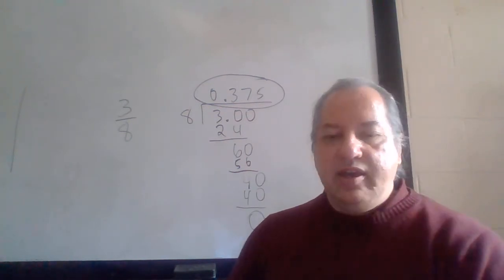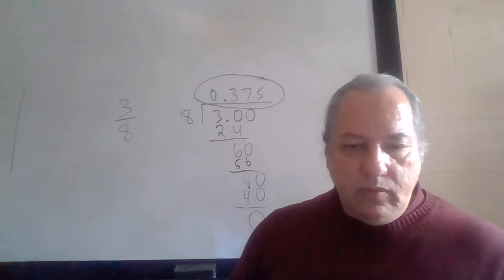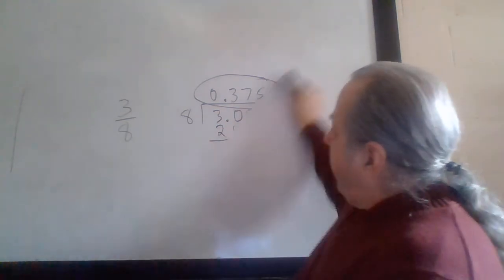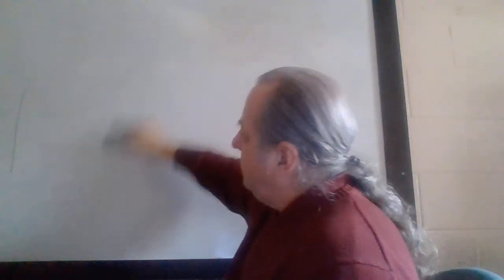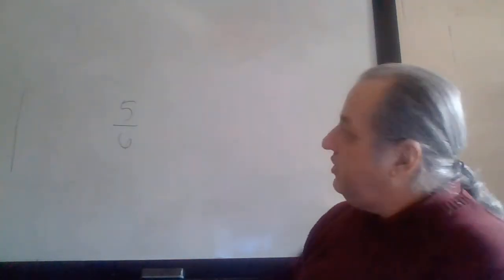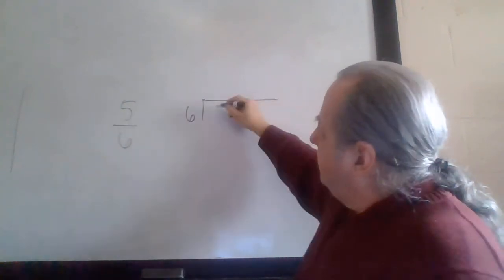But you may have the case where a number repeats in a pattern. It'll never end, but you'll see that there's a pattern developing, and we'll go over the rules then about how to express that particular decimal. So let's try 5/6. I'm converting that into a decimal. Again, same thing, it tells me what to do, 5 divided by 6. So here's my setup.